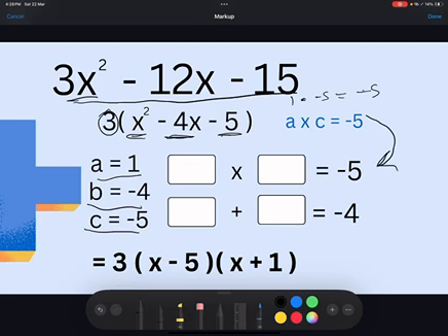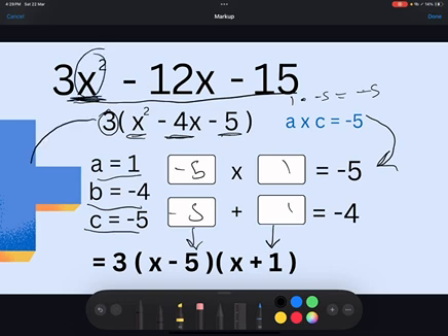And then now we need to find two numbers that when multiplied equal negative 5, and when added equal negative 4. The two numbers are negative 5 and 1, because negative 5 times 1 is negative 5, and negative 5 plus 1 is negative 4. So write these numbers over here in the parentheses with x, because x is the variable of this equation.